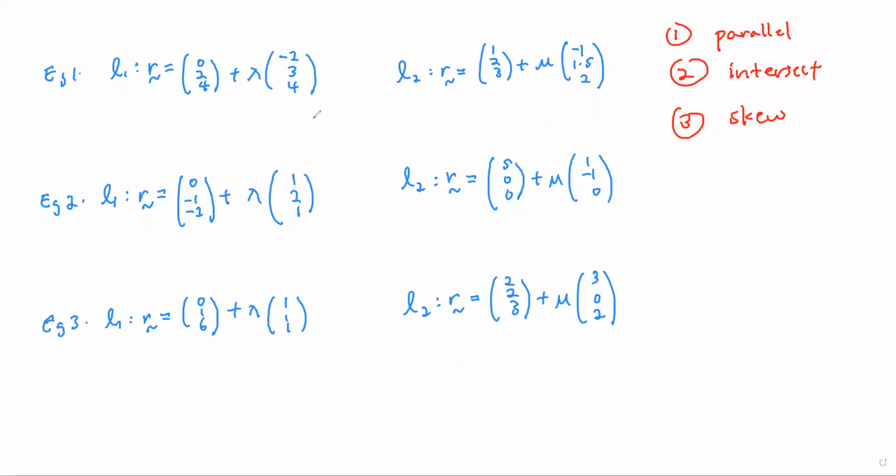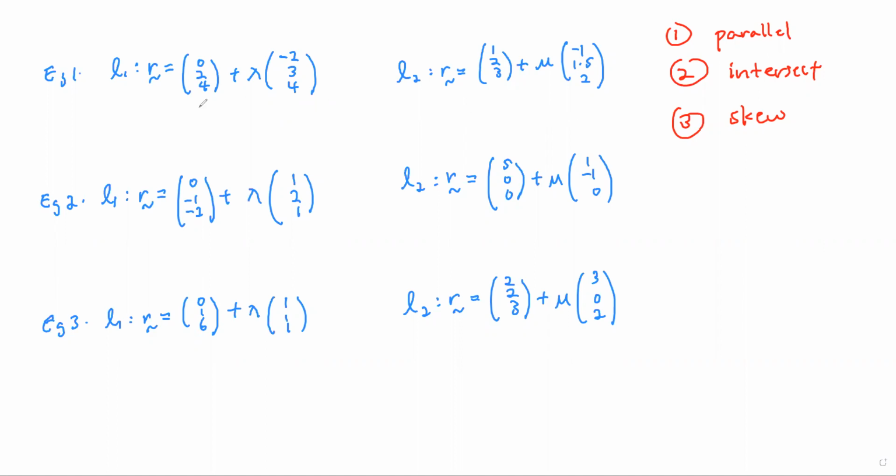In this video, we're going to talk about the intersection of two vector lines in a three-dimensional space. What are the three possible scenarios? They could be parallel, or intersecting, or skew. Skew means that they are not parallel to each other, yet they do not intersect. That can happen in three-dimensional space.